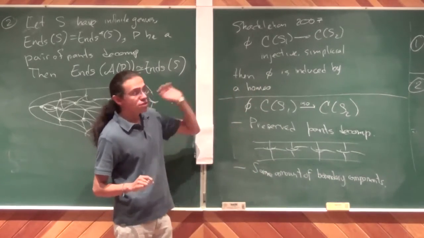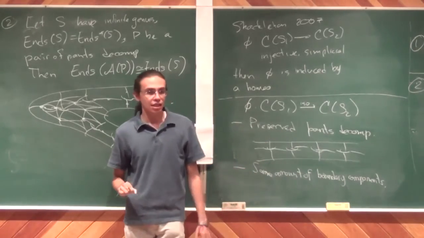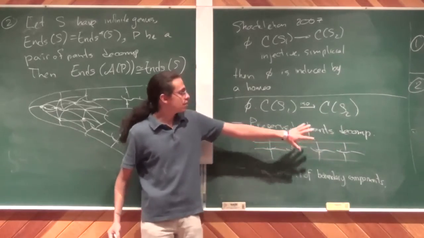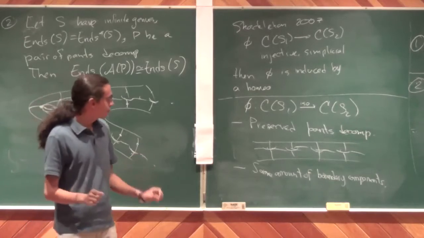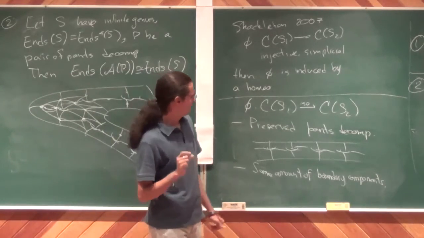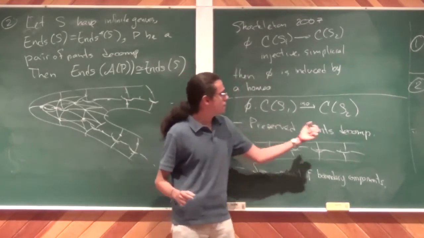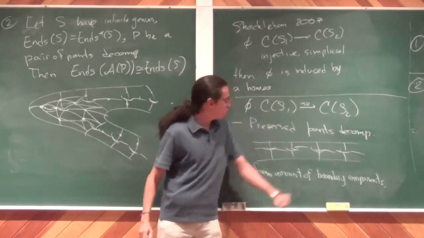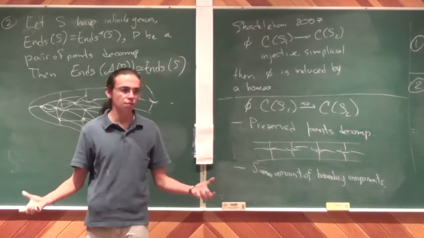Now, for the compact case, this and this give you immediately that the surfaces are the same. Why? Because if it preserves complexity, and you're supposing that the complexity of this surface is greater or equal to the complexity of S2, this tells you that both surfaces have the same complexity.